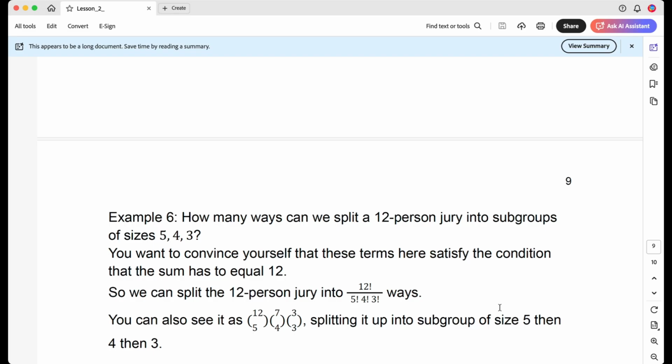If we do this in a more direct way, the definitional way as opposed to the shortcut, we're taking 5 out of 12, leaving us 7 left over. We're going to select 4 from those 7, and then 3 from 3, which is only one way to do that.